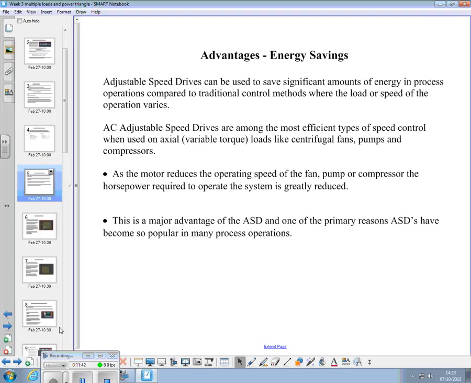Energy savings can be significant compared to traditional methods of control. They're among the most efficient types of speed control when used on variable torque loads like centrifugal fans, pumps, compressors. As the motor reduces the operating speed of the fan, pump or compressor, the horsepower required to operate is greatly reduced. So if you need less horsepower, you're going to use less power in the first place, you're going to save energy. This is a major advantage of ASD, and one of the primary reasons why they've become so popular is to save money.